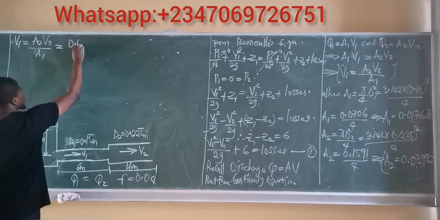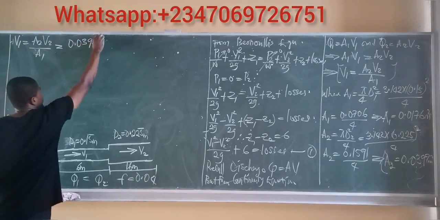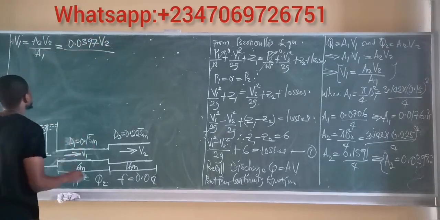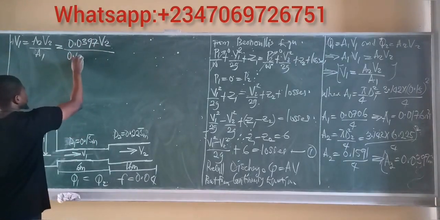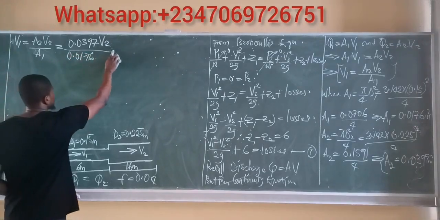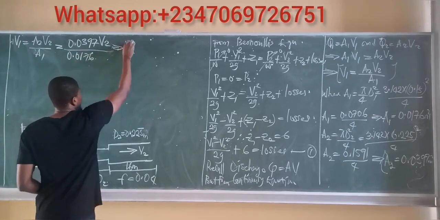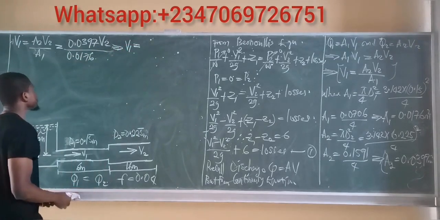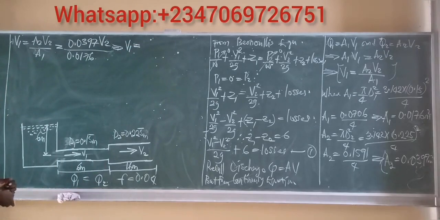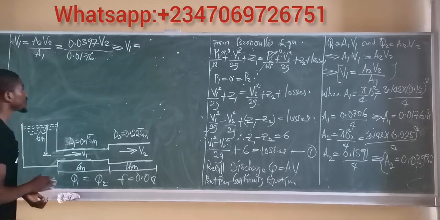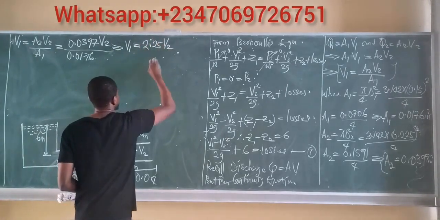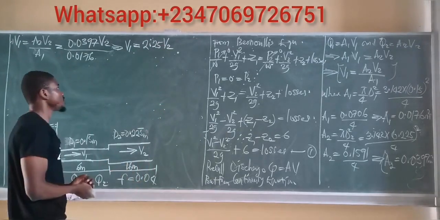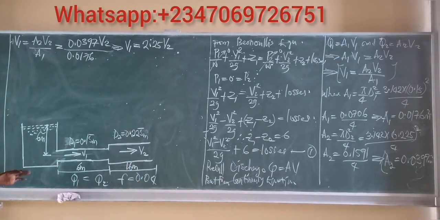A2 gave us 0.0397 multiplied by V2 all over A1. What's A1? You have 0.0176 for A1. So give me this division. This simply implies that V1 is equal to 0.0397 divided by 0.0176. So you have 2.25 V2. So this becomes the value of velocity V1 in terms of V2. Having known this, we can now start calculating the energy losses.